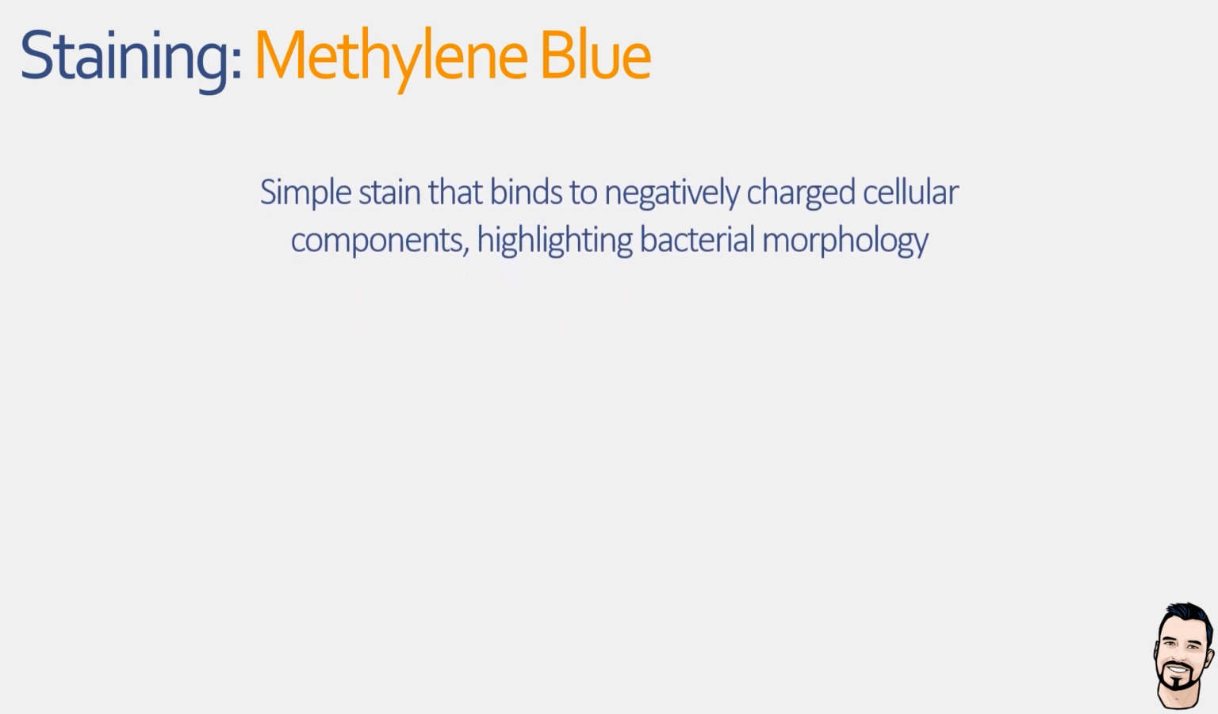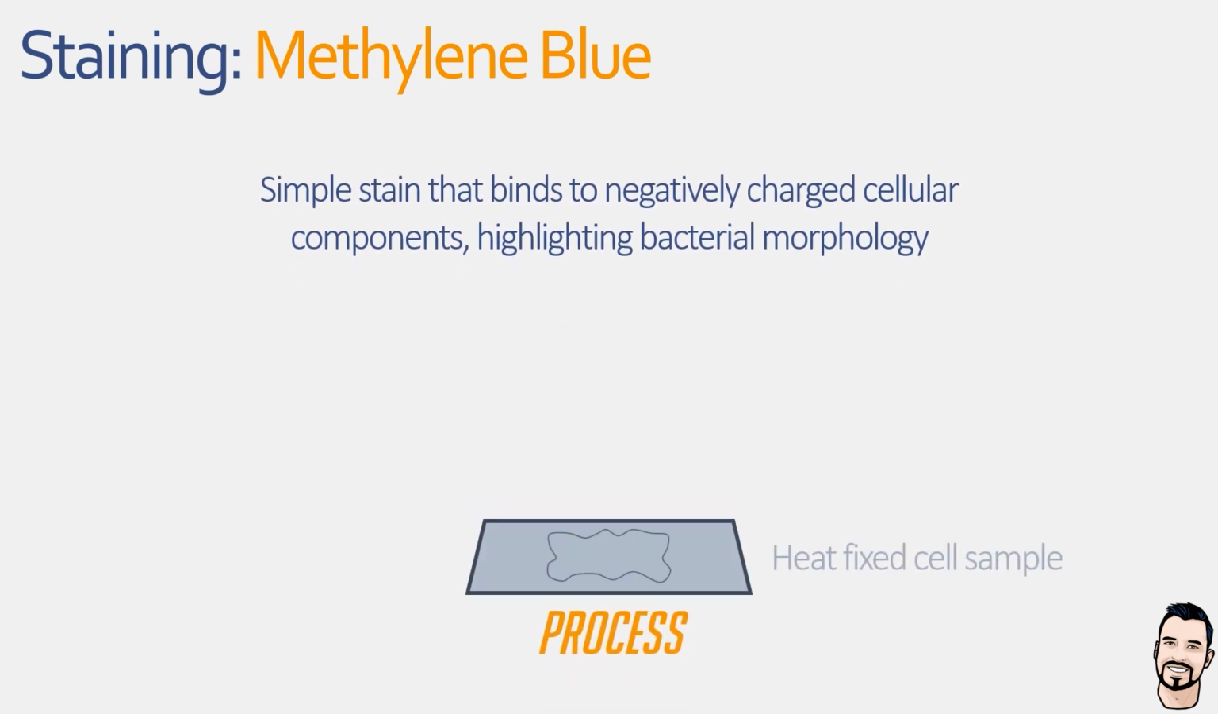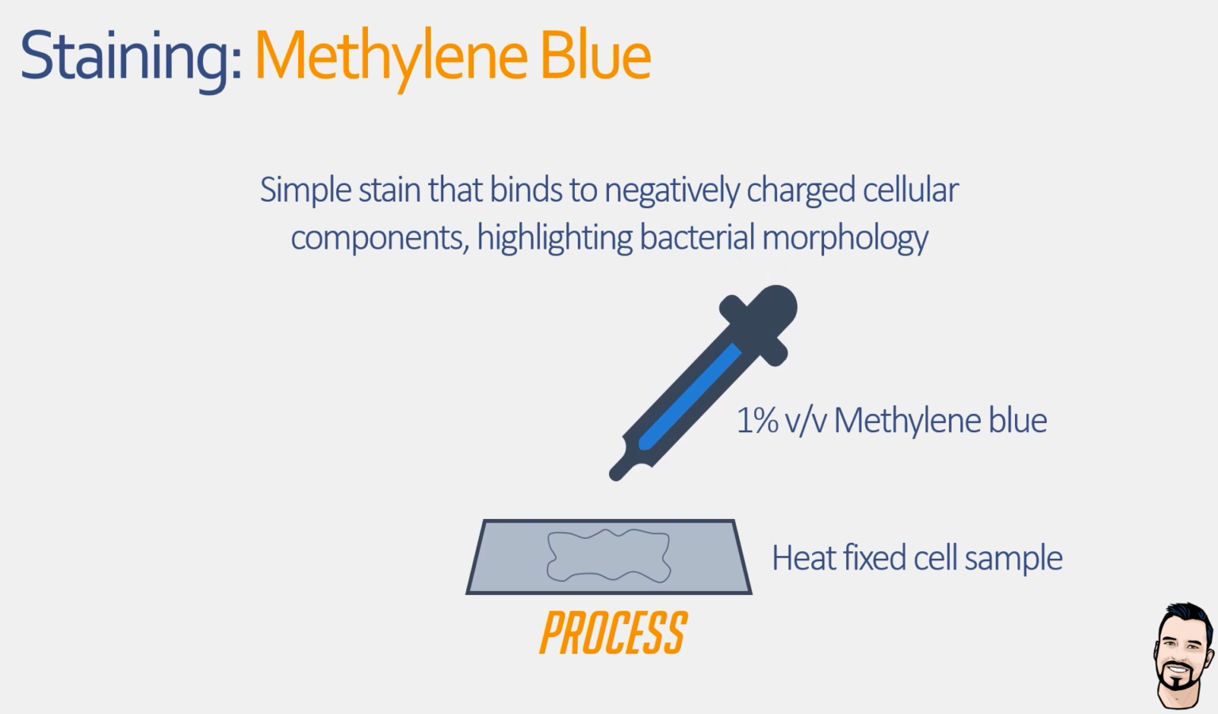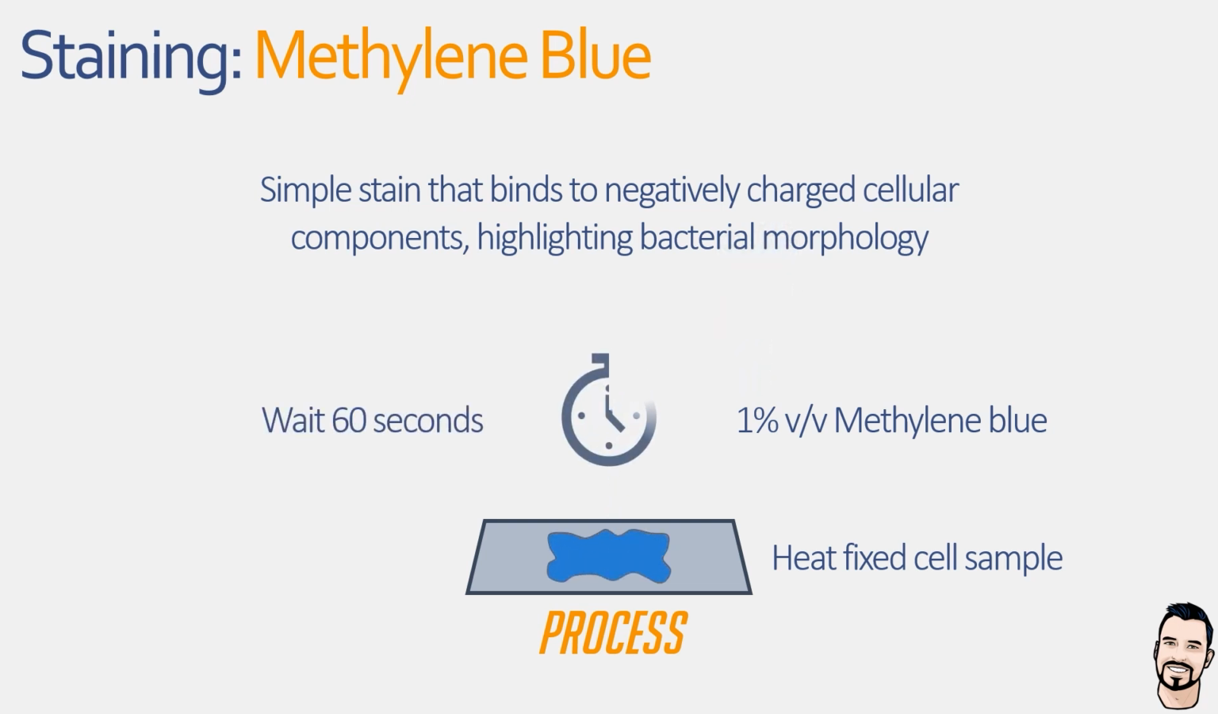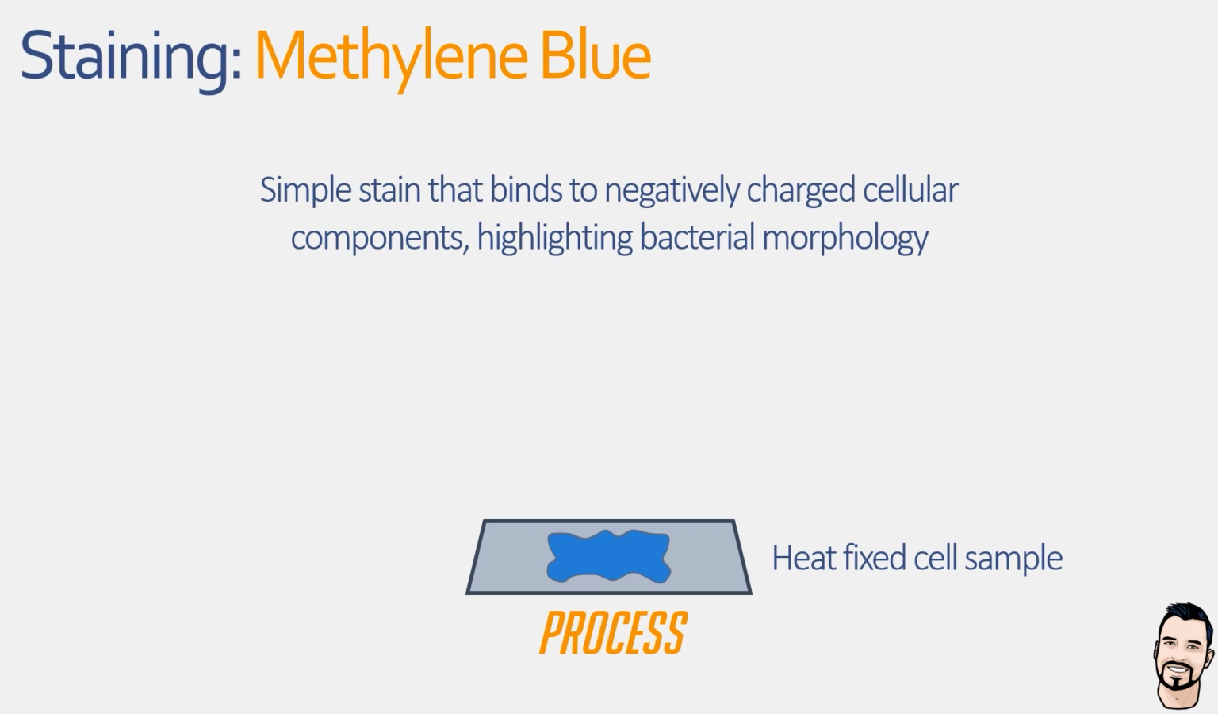So let's have a look at this process. And so to stain a cell sample with methylene blue, we start with a heat-fixed specimen on a microscope slide. Next, we cover the sample with 1% volume per volume methylene blue and let it sit for around 60 seconds. This allows enough time for the dye to penetrate into the cells and bind to those negatively charged components, such as nucleic acids and the cell membrane, ensuring efficient staining.